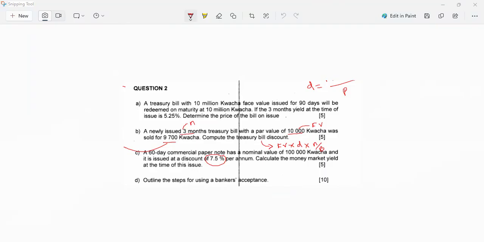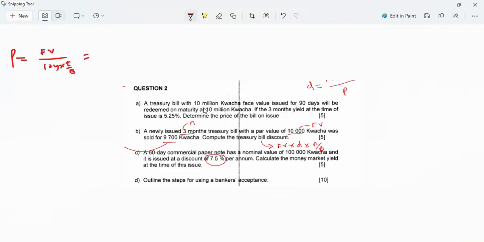It's FV over 1 plus Y times T over B. FV over 1 plus Y times T over B. Okay. So what do we have?